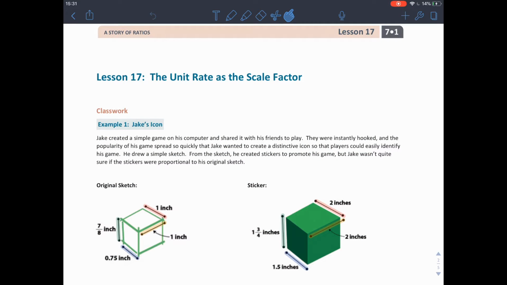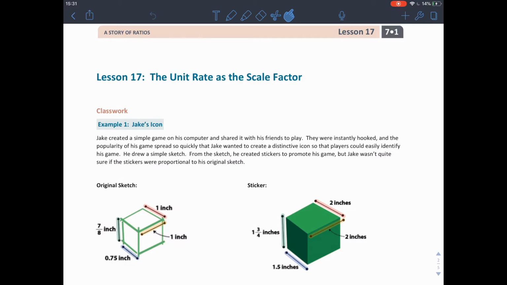Jake created a simple game on his computer and shared it with his friends to play. They were instantly hooked, and the popularity of his game spread so quickly that Jake wanted to create a distinctive icon so that players could easily identify his game. He drew a simple sketch.